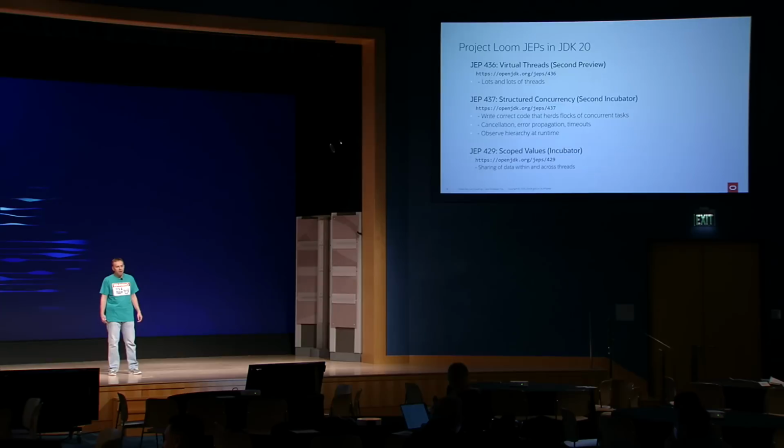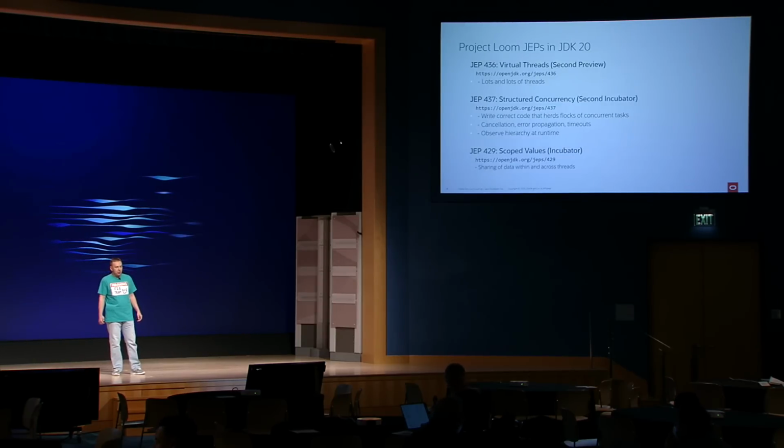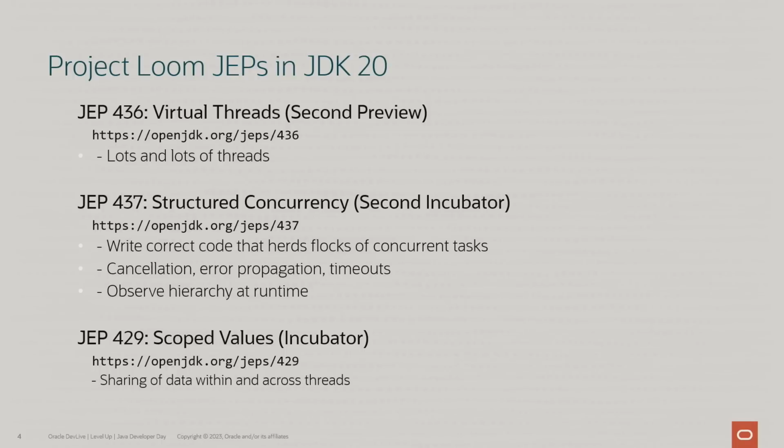So right now for JDK 20 we prepared 3 different jobs which are made under the umbrella of Project Loom. It's virtual threads, and structured concurrency, which survives the second JDK. Both of these jobs were in JDK 19. And the third job is for scoped values.